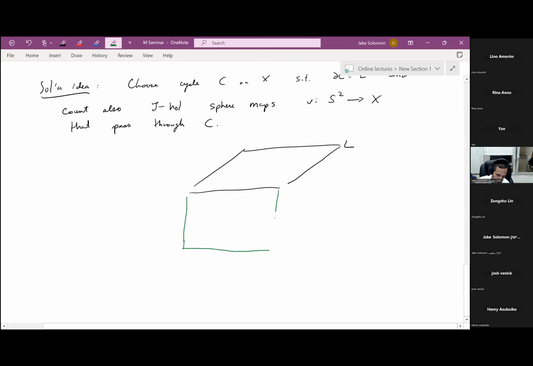I'm getting a warning message that my internet connection is unstable. I hope people can still hear me. Yeah, so far so good. Yeah. Okay, great.